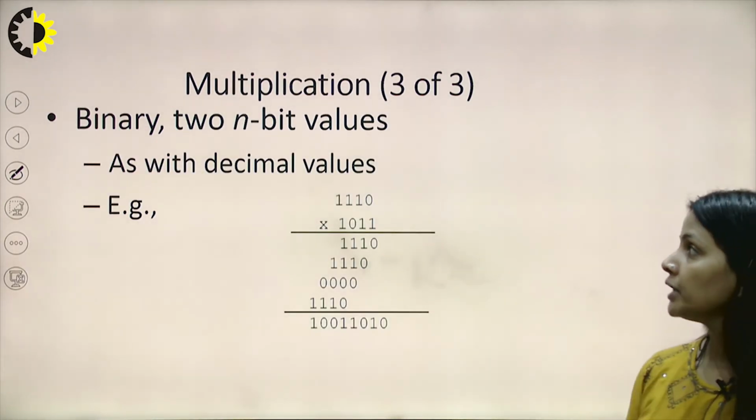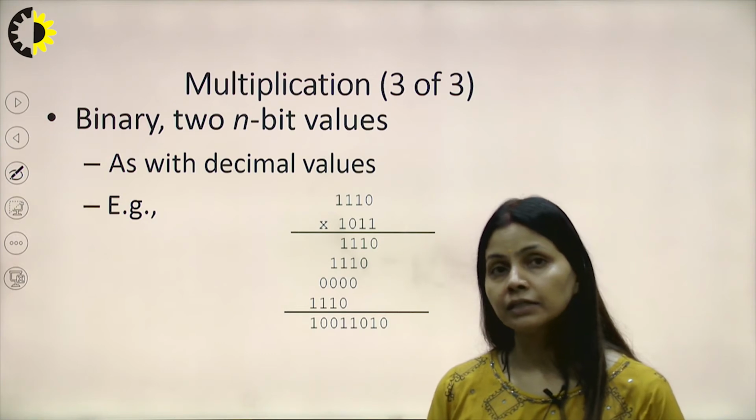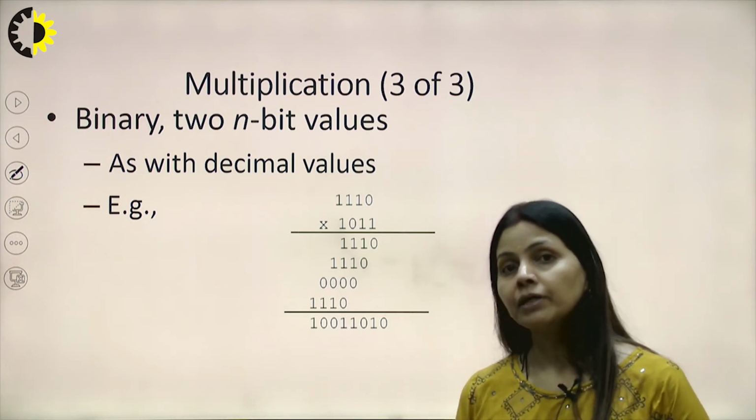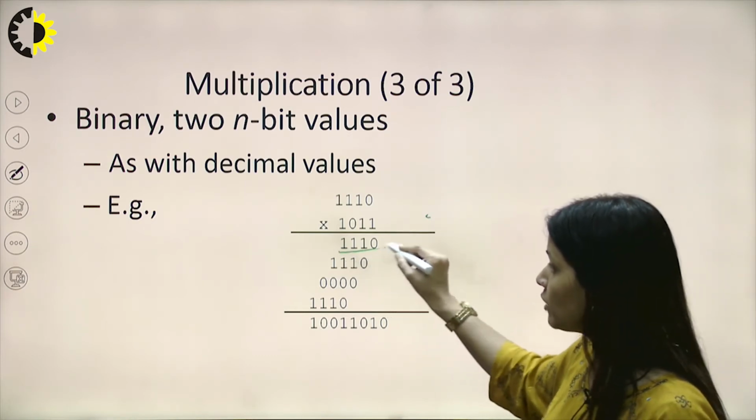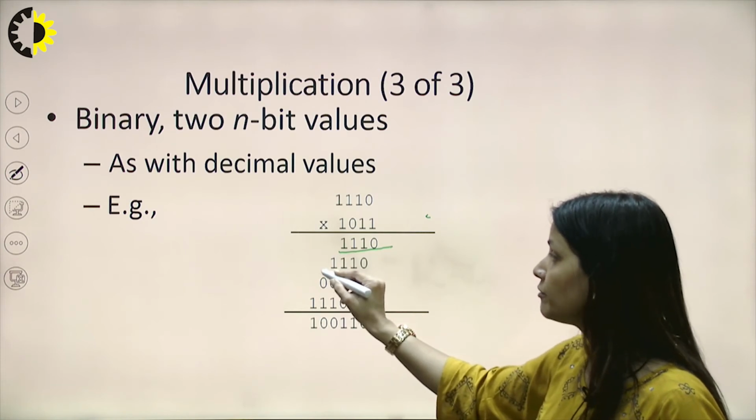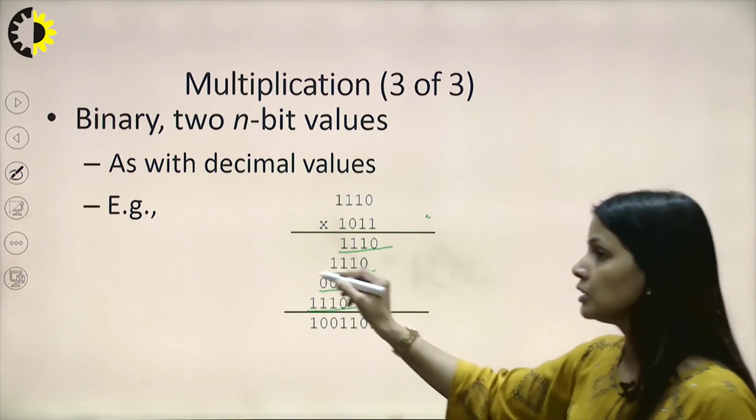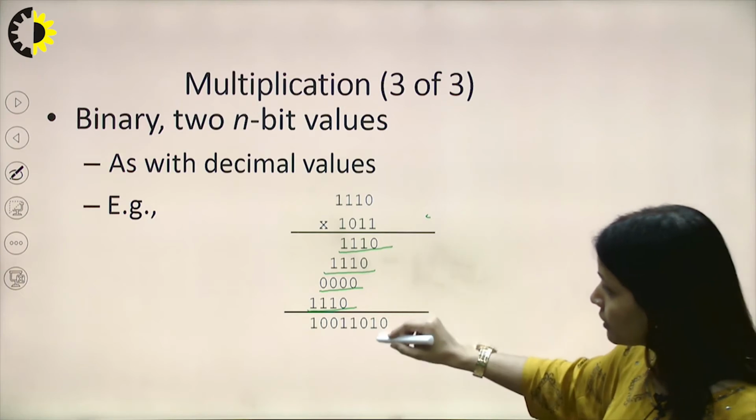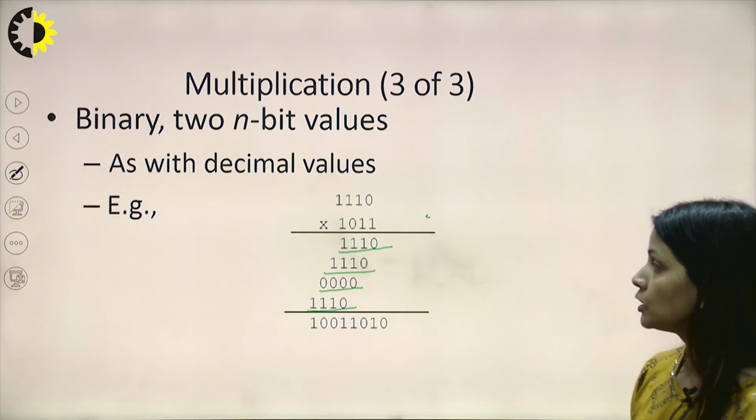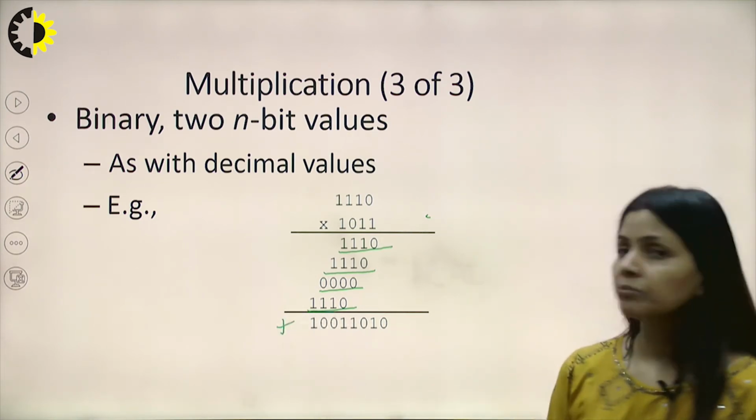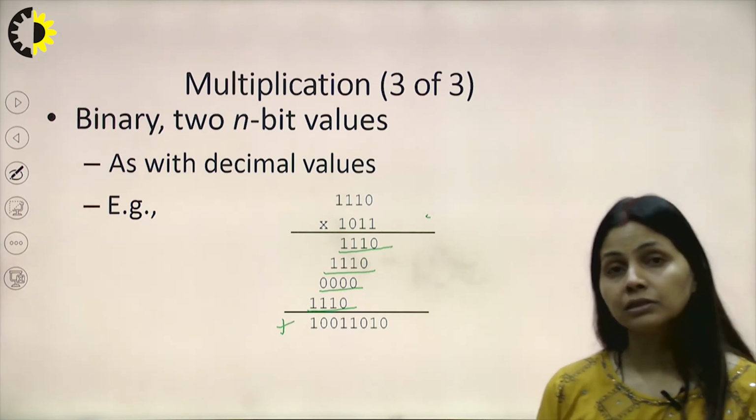Now coming to the multiplication, as with decimal values, we can do binary multiplication also. The same rule is applying. For multiplication with 1, the same value will occur, shifting towards left; again, multiplication by 0, all the values are 0; again 1, shifting to the left, and now we can add to get the final result. So the addition process in binary is also the same as we are doing for decimal numbers.